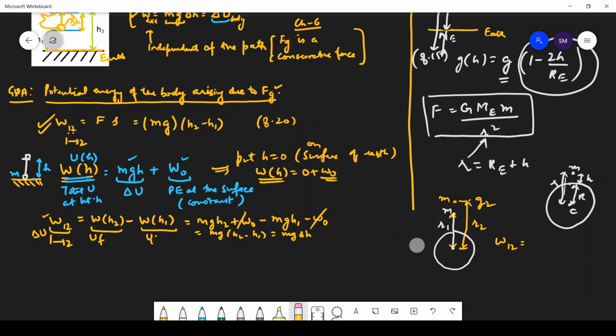So at distance r1, the force w1 is equal to mg1, right? And here, the weight of the body, that is the force acting on it by the earth, is mg2. So different forces are acting from here to here. At every point there is a different force, and we are moving against a variable force.